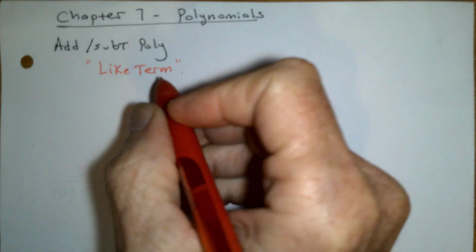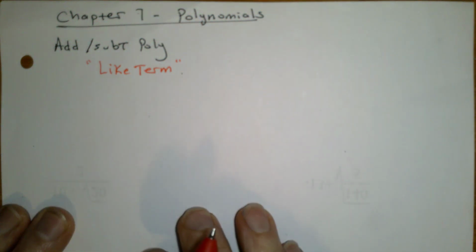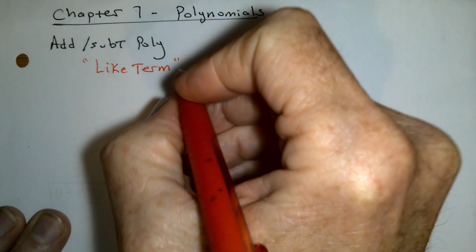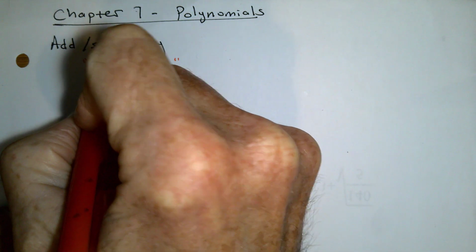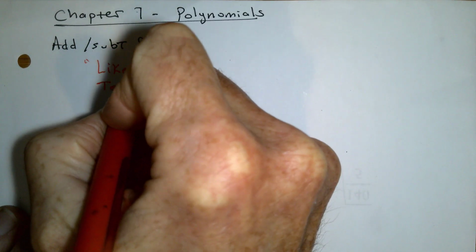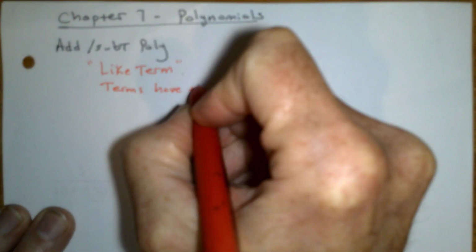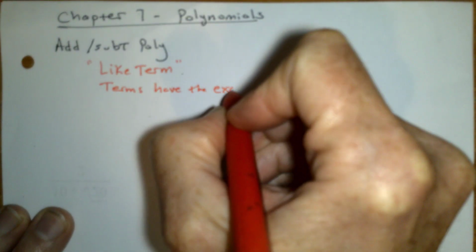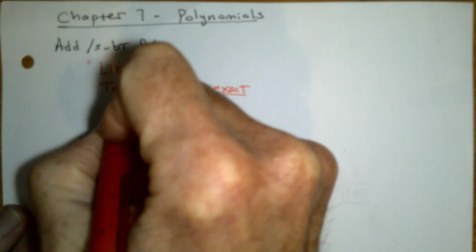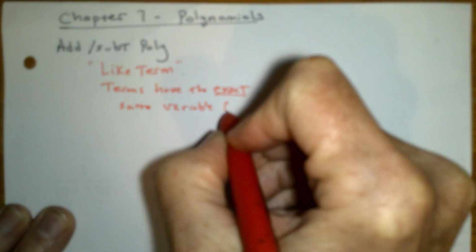Like terms is a fancy word, and it just basically says the terms have the exact same variable factors.